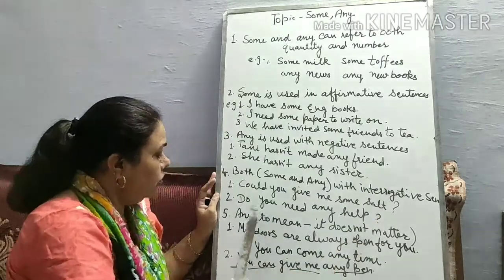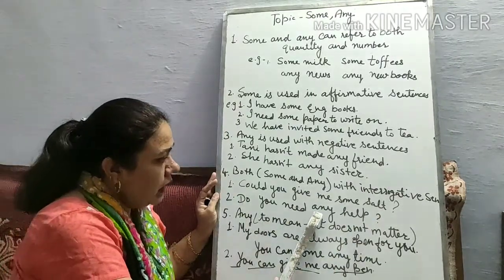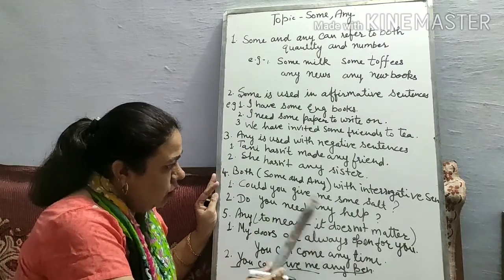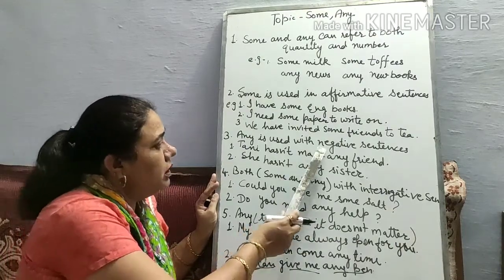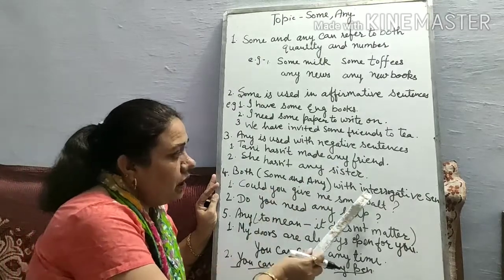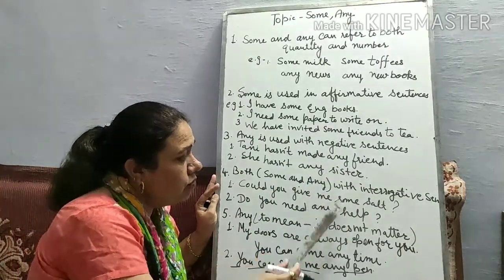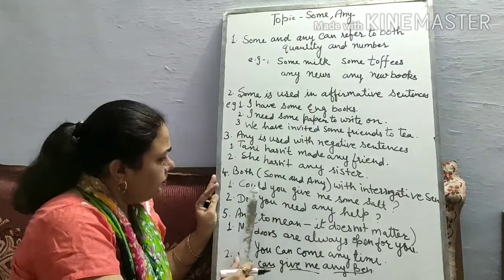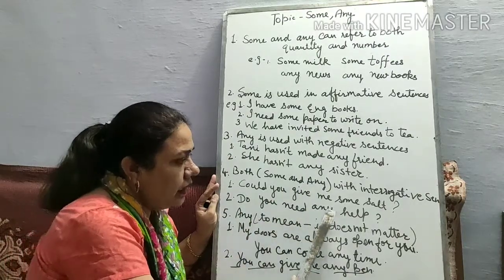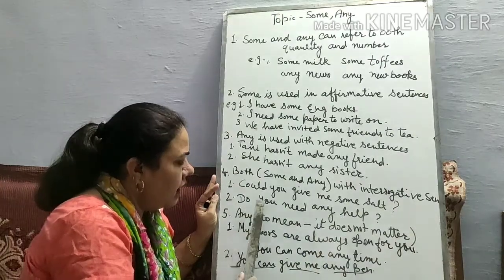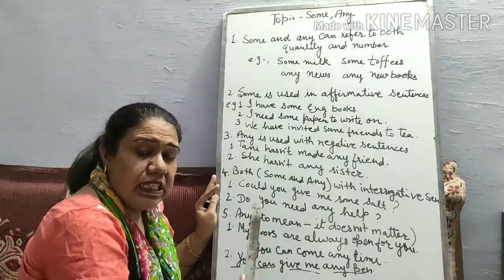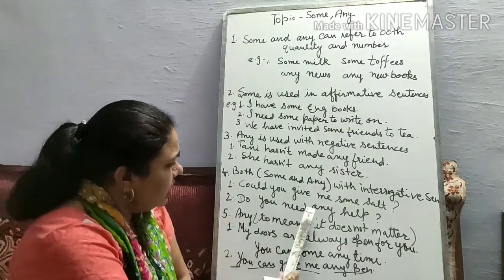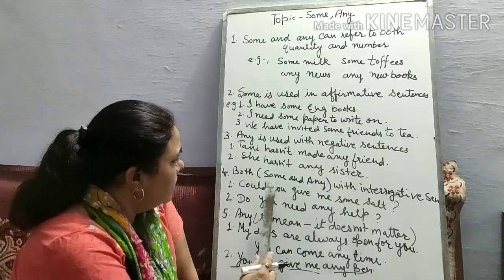Now, do you need any help? When a question is arising, we use any also. Any can be used with the negative sentence and also with the interrogative sentence, so you have to keep it in mind while writing the word any. Do you need any help? No, I don't need. Yes, I need. So these types of sentences are there for some and any.